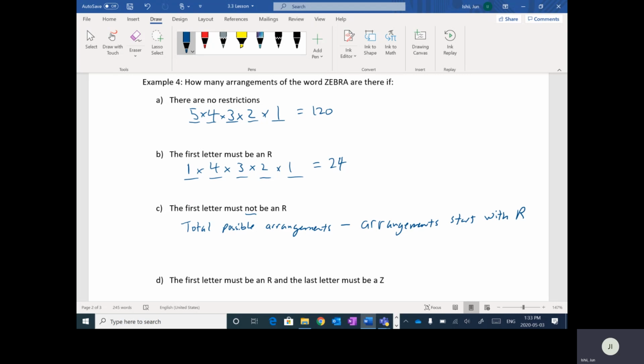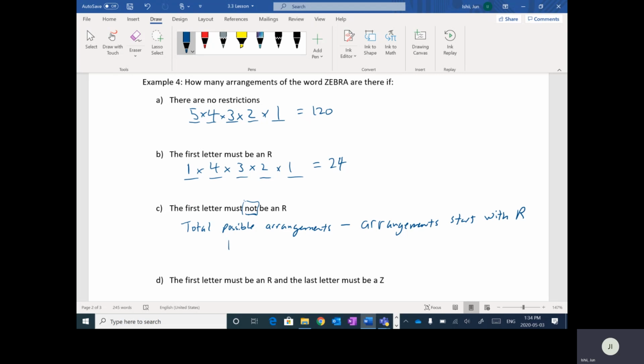So if you think about it, if I take the total number of possible arrangements with no restrictions, so there's 120 of them, for ZEBRA, and I subtract the ones that start with an R, what's left over should be the ones that don't start with an R. Whenever you spot the word "not" in one of these types of questions, you will always be doing the total possible ways, and then minus the ones that satisfy the restriction. That will give you the opposite number, right?